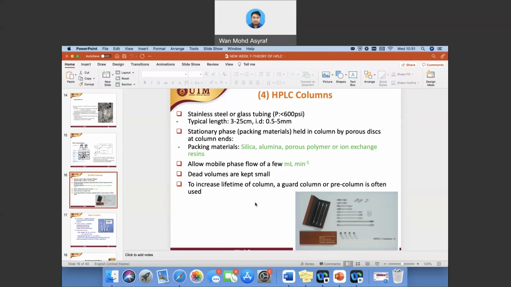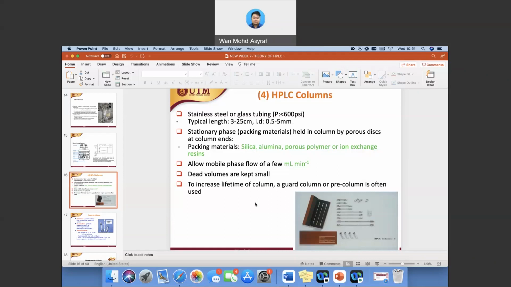All right. The stationary phase needs to be held inside the column. Usually the packing materials include silica, alumina, or any porous material or ion exchange resins. It allows the mobile phase to flow a few milliliters per minute, because it has been packed with the packing material of your stationary phase. A few milliliters per minute is sufficient for the movement of your mobile phase inside your stationary phase. The dead volume is kept small.